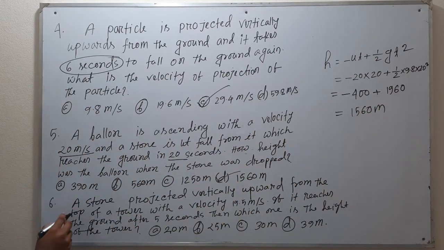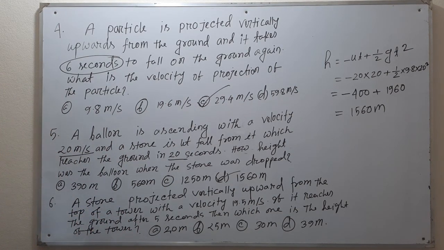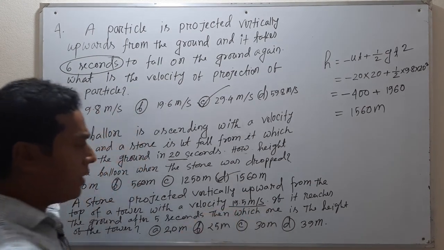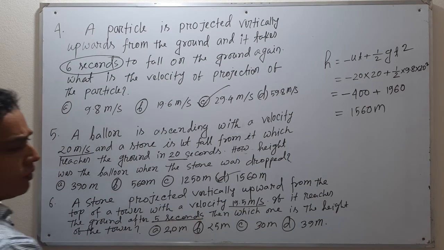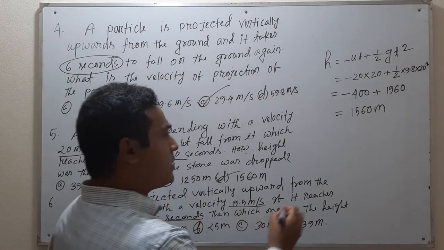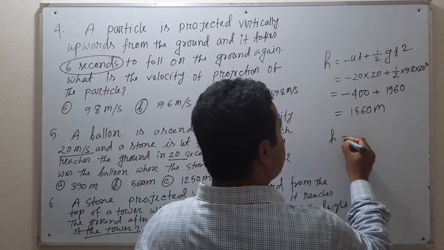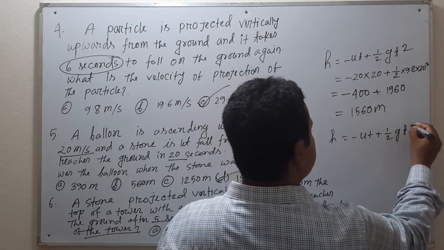Now same formula for this math. A stone is projected vertically upward from the top of the tower with the velocity 19.5 meter per second and it reaches the ground after 5 seconds. Then what is the height of the tower? Same formula for this math. h is equal to minus ut plus half of gt square.